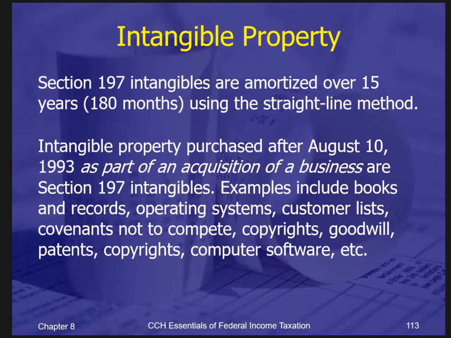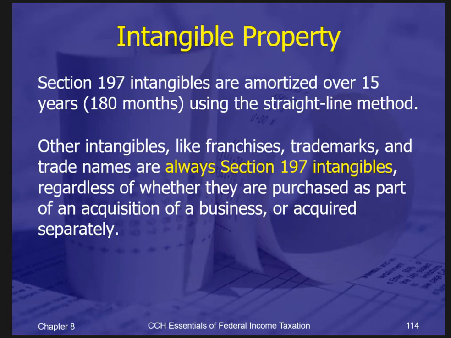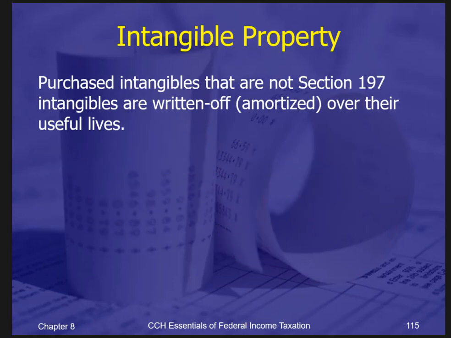Okay, remember you do have to use part of the year, that sort of thing. Other intangibles are always 15 years, whether they're bought as part of a business or acquired separately, doesn't matter. If they're not Section 197, they're written off over their useful life. So then you have some flexibility.